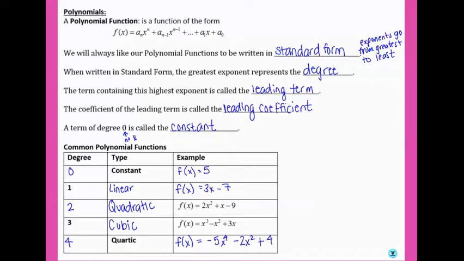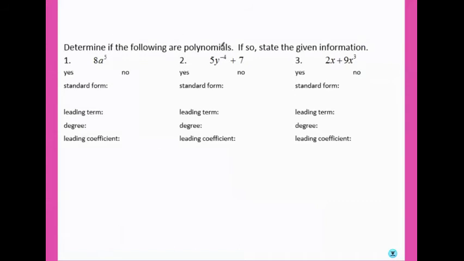So let's put this vocabulary to use. Now, determine if the following are polynomials. In order to be a polynomial, the exponents must be positive, and no x's in denominators of fractions. Sorry, the exponents have to be positive numbers. They cannot be variables, and no x's in denominators of fractions.